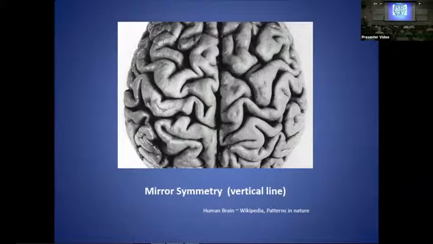Okay, so the human brain, it's not perfectly symmetrical. You notice the folds on both sides of the vertical line are slightly different, but it looks symmetrical. And that's what we're really talking about here. We're not necessarily talking about perfect symmetry, but symmetry that may be suggested and not actually perfect symmetry.